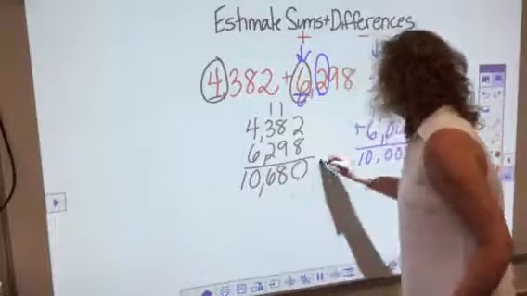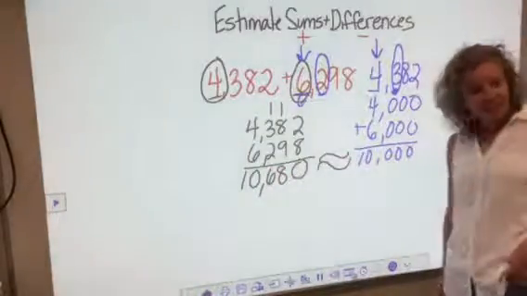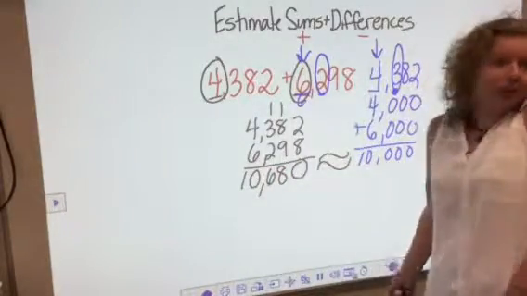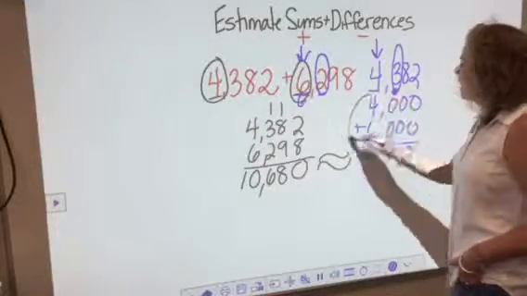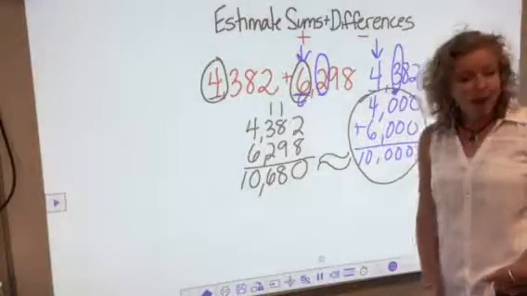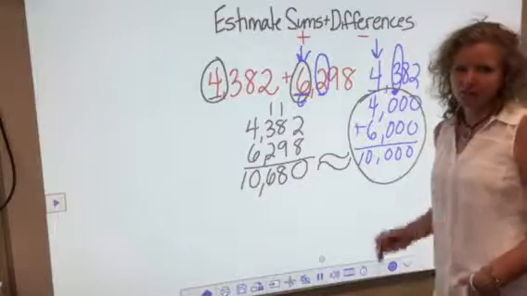So, are these two kind of close to each other? Yeah, they kind of are. So I know that my estimate is probably correct. Make sense?